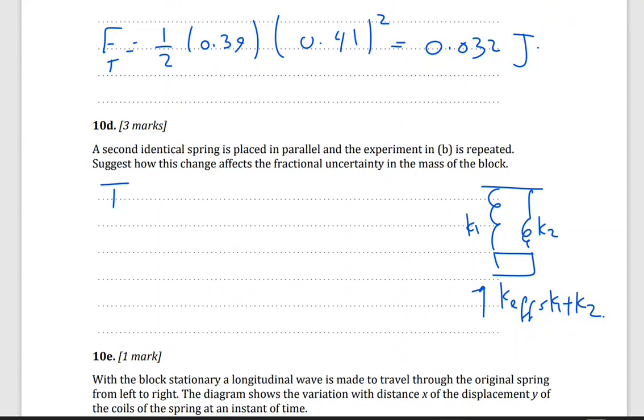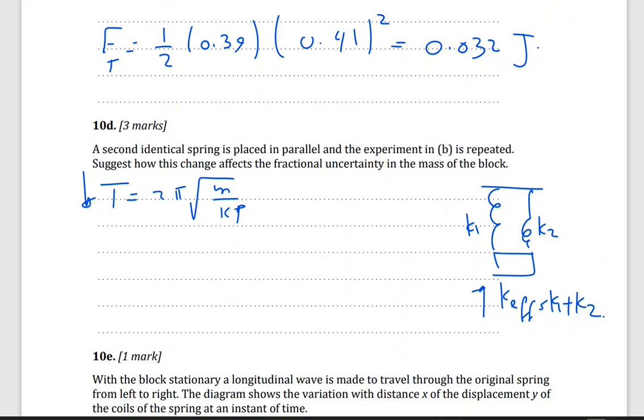Now remember the formula, T equals 2 pi square root of M over K. If I increase the spring constant, the period will decrease, from this inversely proportional relationship. The time it takes to complete one oscillation will be shorter. Now, the question is how this change affects the fractional uncertainty.